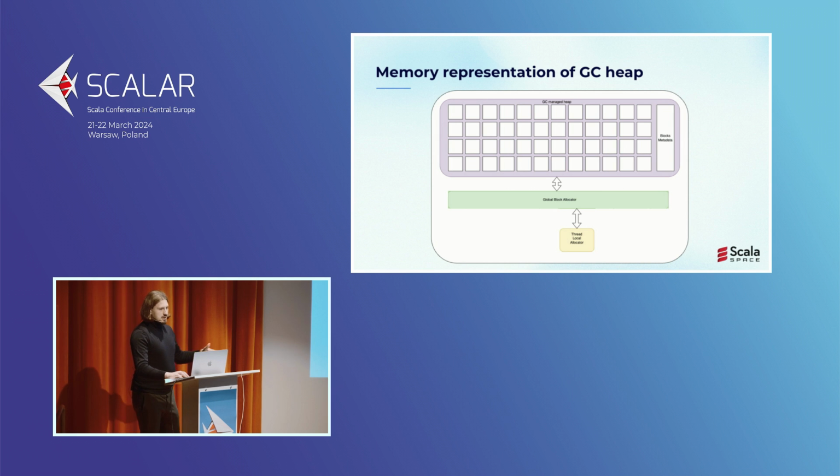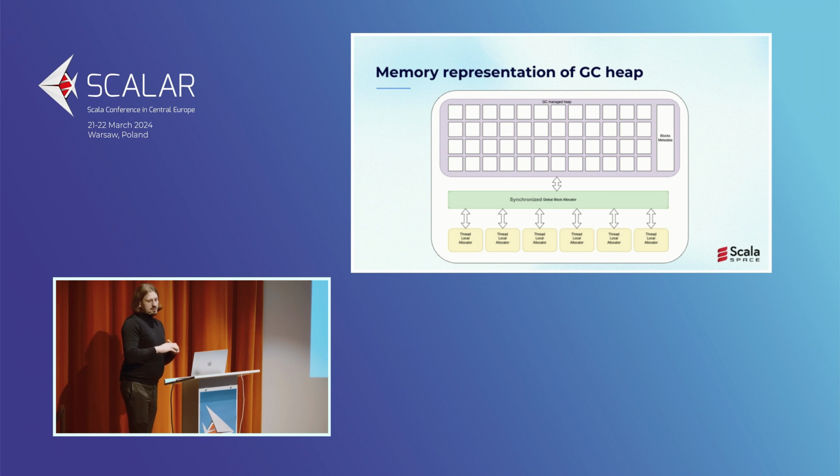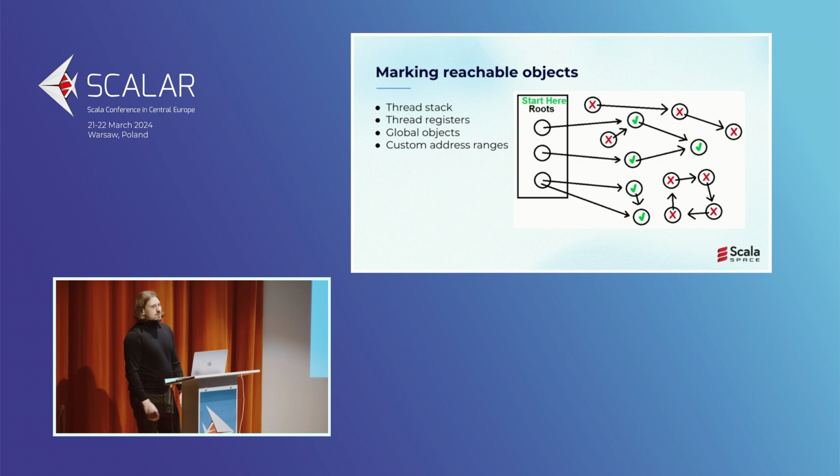So in this case, because we had this very good separation, we could synchronize only the block allocator, and then thread-local allocators, which do not share any state, didn't require any synchronization, so they could be really fast. Locking would be needed only when they ran out of available blocks. But there is another problem: how to reclaim memory.